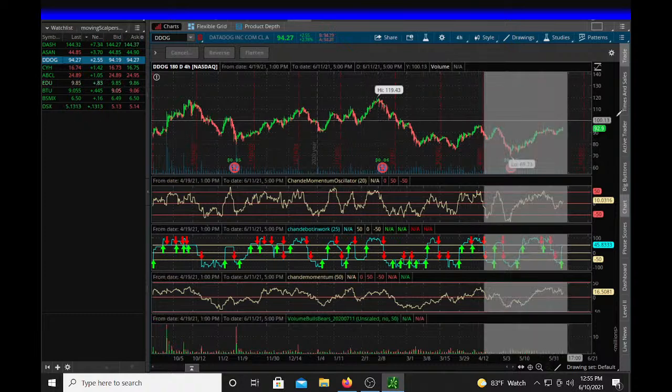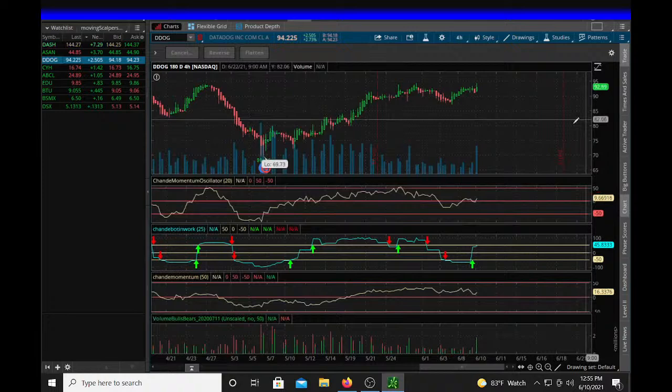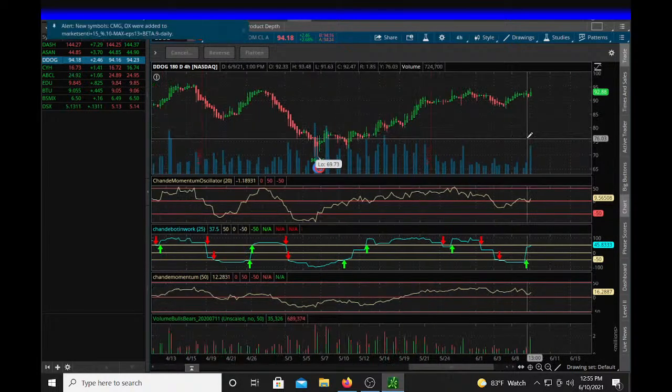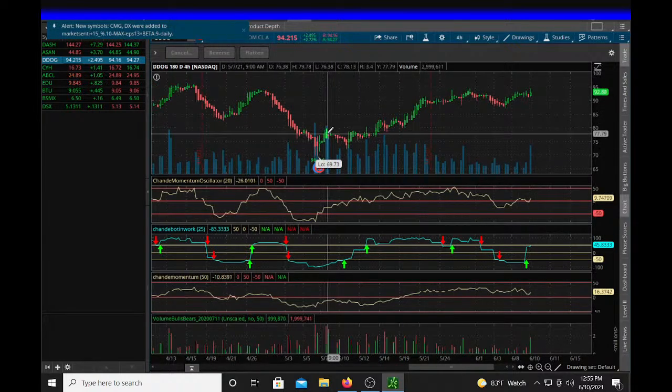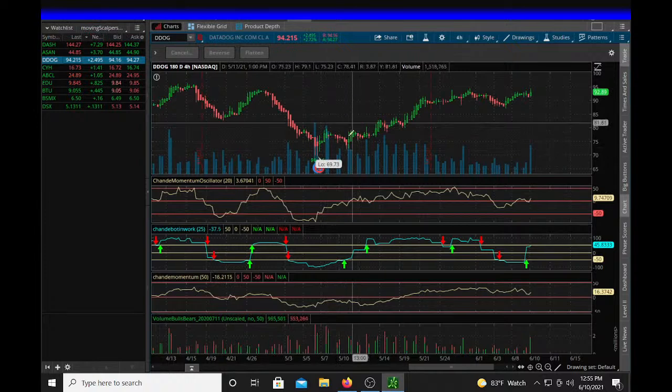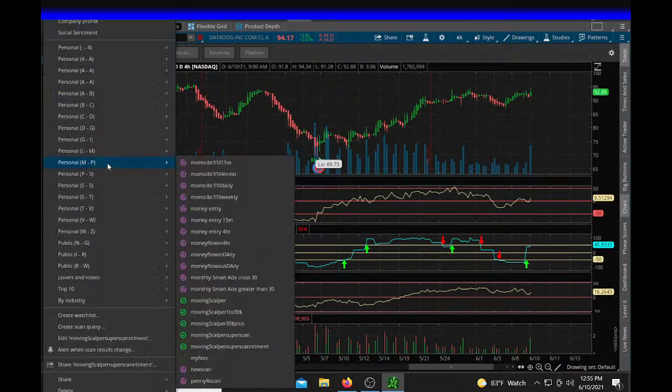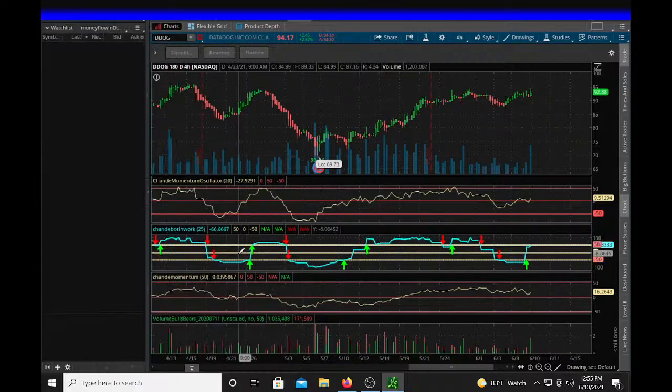Datadog. Datadog has a lot of manipulation, dog. Look at all these pin bars. Alright, let's see where money is going in for the daily. Money flowing in. See where the big money's at.